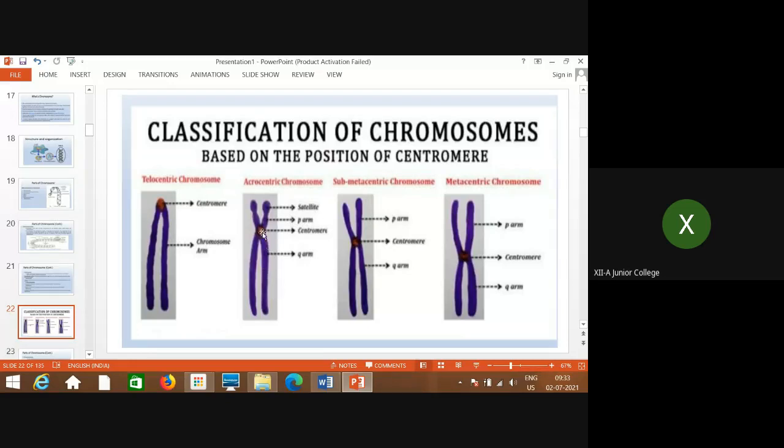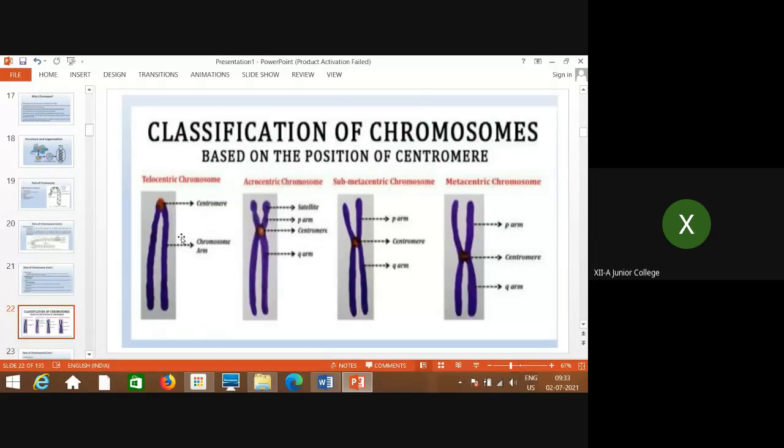So this may appear as a J shape, like the letter J in the alphabet. How it looks, that J: one is a very short arm, a very small short arm, and the other is long. So it gives the appearance of a J shape, and this is what is called acrocentric.